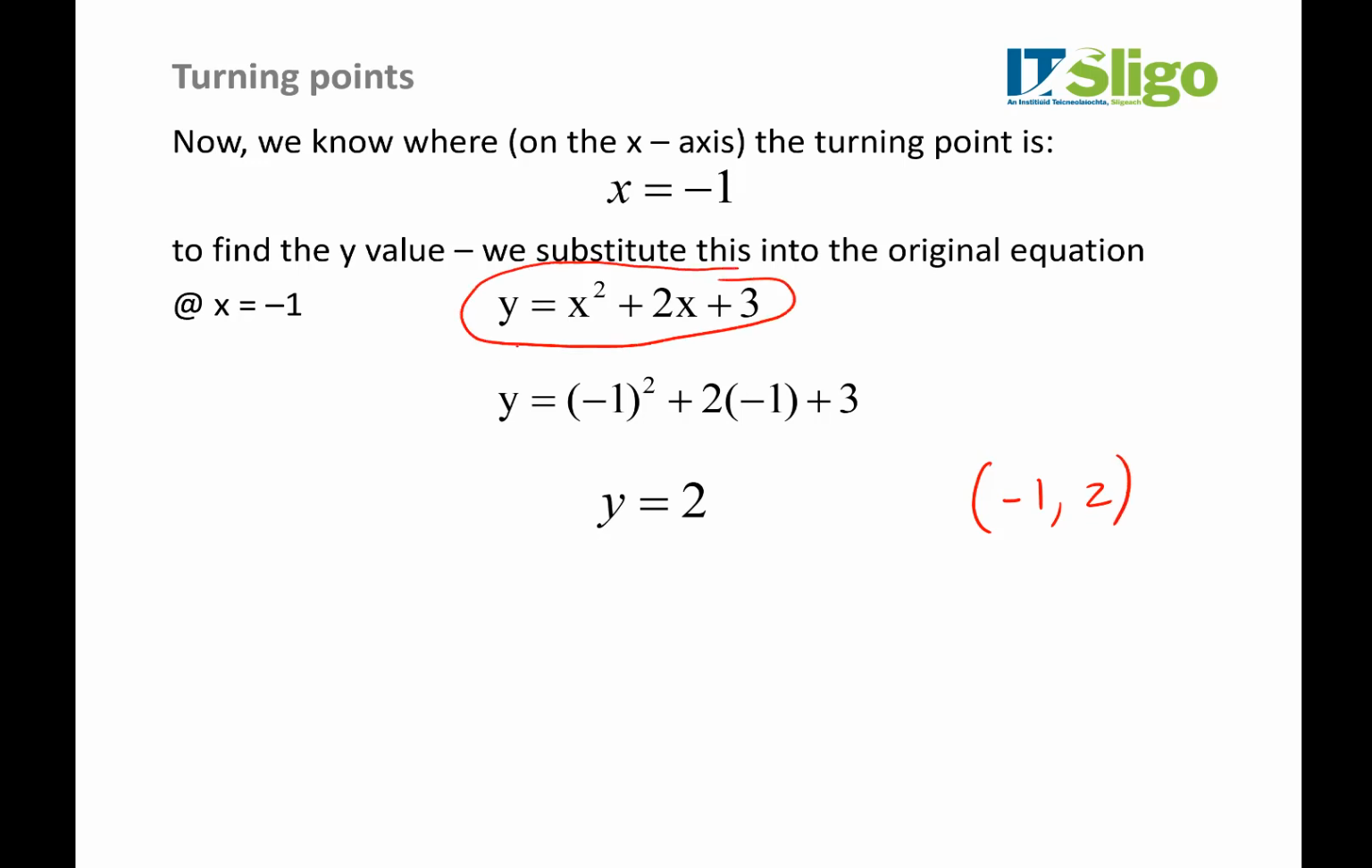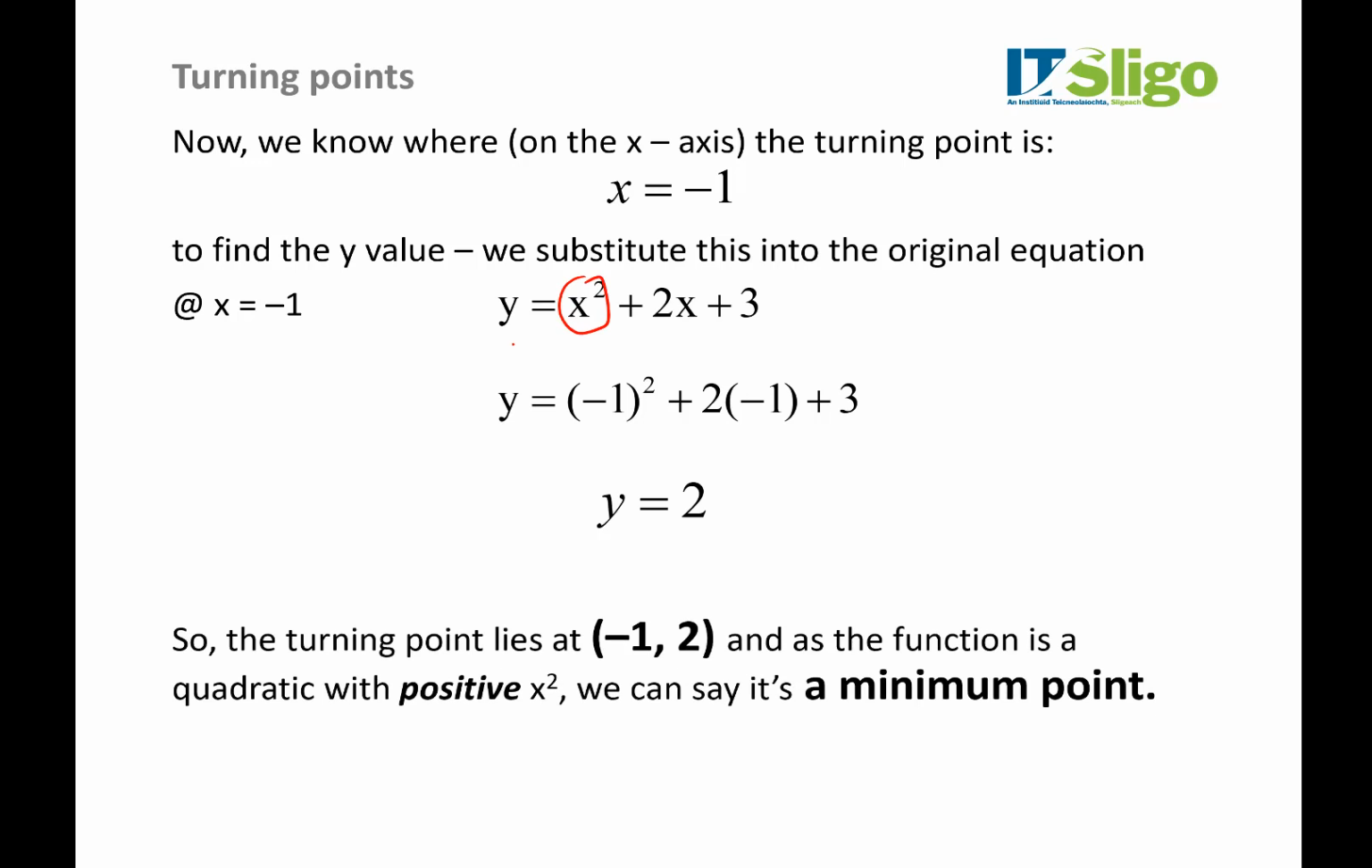Our function has a positive x squared, so that means it's a smiley curve. So in that case, our turning point must be a minimum point. So this is what I mean by the intuitive analysis, by what we know about quadratics, smiley or not smiley. That determines whether we're dealing with a maximum, or in this case, a minimum point. Positive x squared for a quadratic will always give us a minimum point because of the smiley nature of the curve.